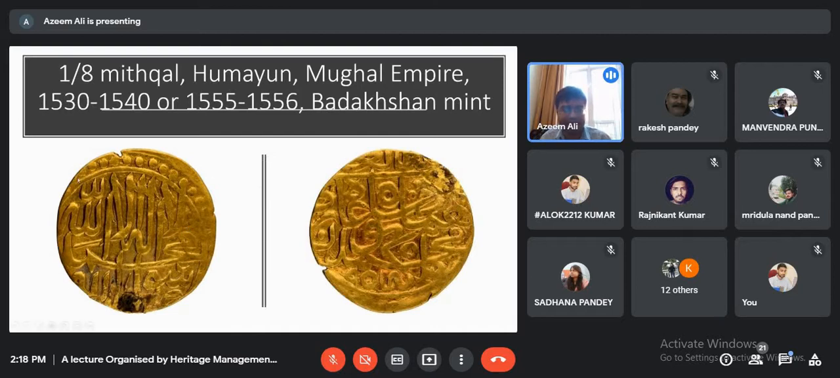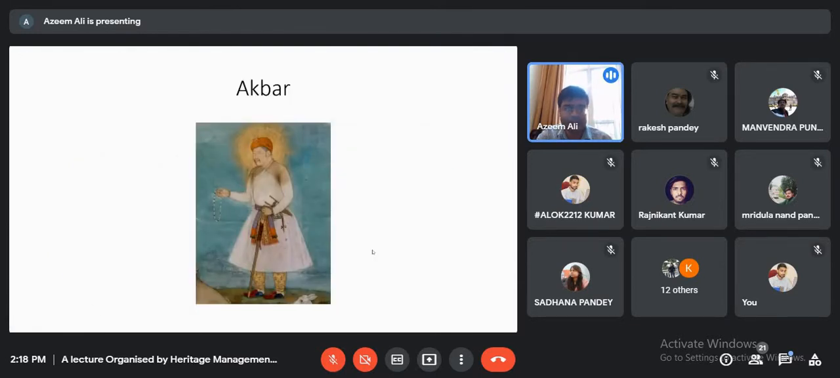And here is one of them. This is a particularly nice example. You can see the kalima and then Humayun's titles. This is from Badakhshan mint. And now we're going to look at Humayun's son, Akbar, who to many scholars represents the pinnacle of the Mughal Empire.